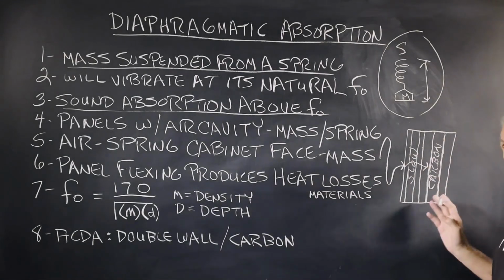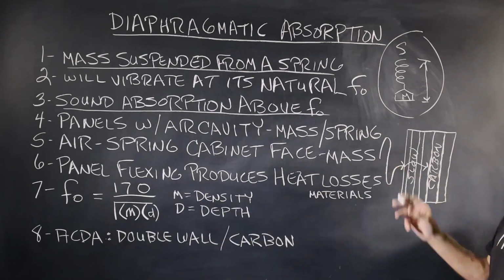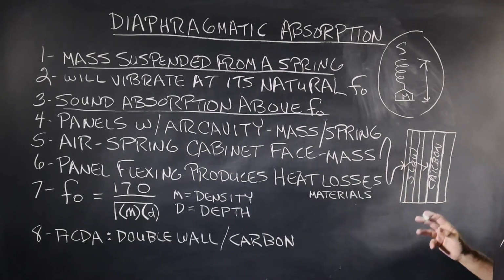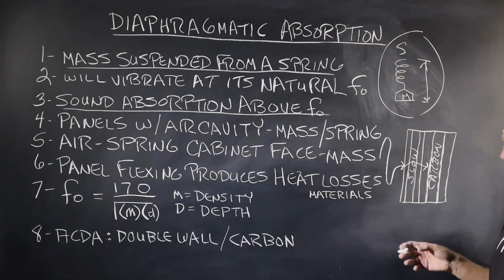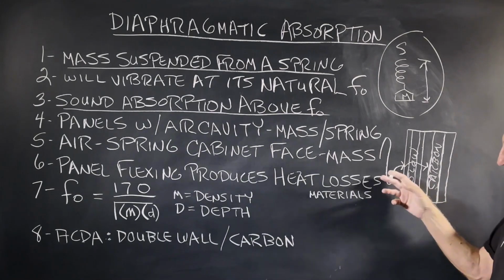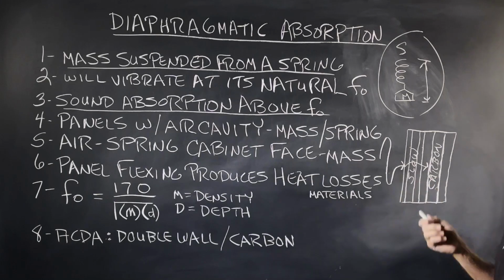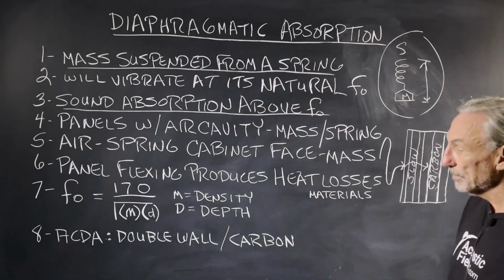So the pressure inside the cabinet is going to be a lot lower than the pressure of the energy out here, okay? I don't want to use the term vacuum, but you get the idea. There's a big difference between the pressure inside and the pressure outside where the wave was created. So that pressure variance between the cabinet and the wave produces the heat, produces the absorption. So that's how diaphragmatic absorption works.